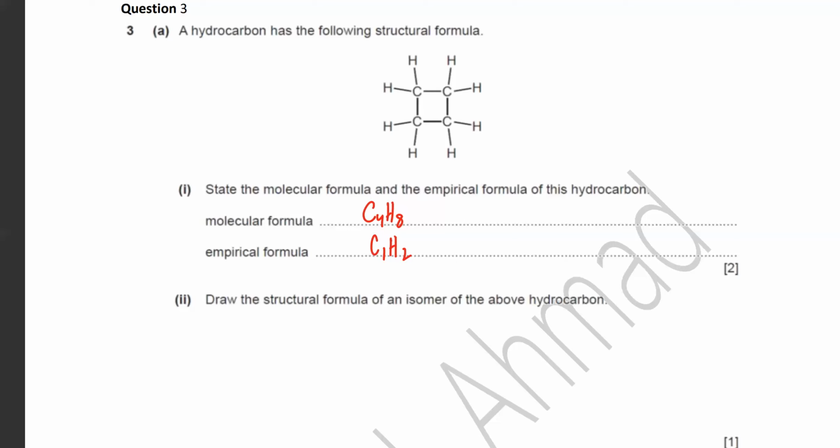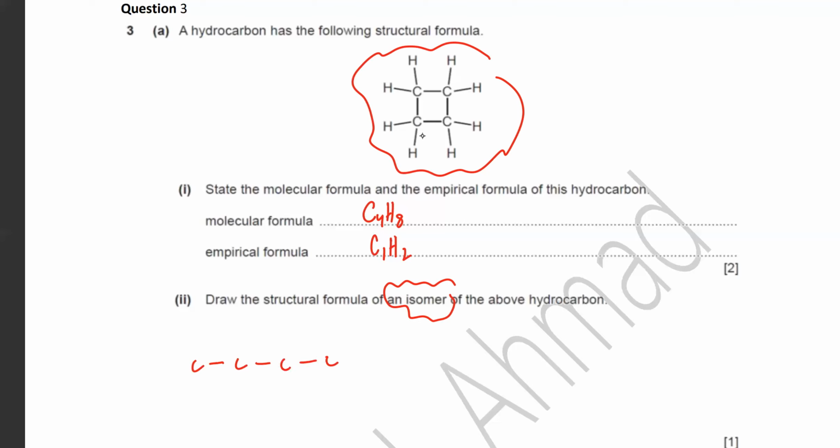Draw the structural formula of an isomer. What is an isomer? It's the same molecular formula. You have to rearrange these atoms, okay? You've got to rearrange that. So C4H8, what you can do is, I had said there are two, three ways. One thing is you can change the carbon chains. Instead of a cyclic structure, you can have all the 4 carbon atoms in a straight line, and add H to it. There should be 8H. Same number of atoms.